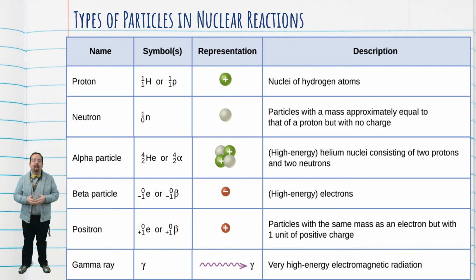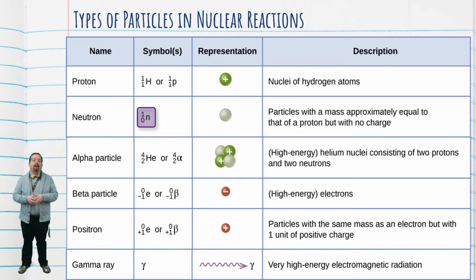Before we go much further, let's talk about the different particles that will be involved in our nuclear reactions. Obviously, we have our protons and neutrons, which we know make up the nucleus. Protons can be represented by these symbols. This tells us that we have one proton and the mass number is 1. It's basically the nucleus of a hydrogen atom, but without its electrons. Then we have the symbol for neutron, which tells us that they have the same mass number as protons, but they have an atomic number or charge of 0.